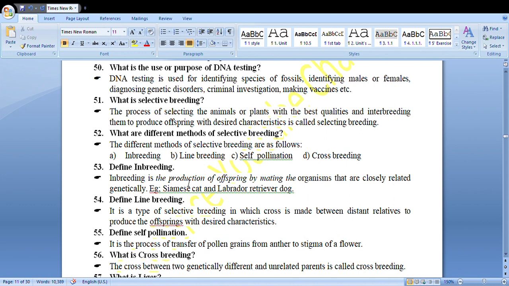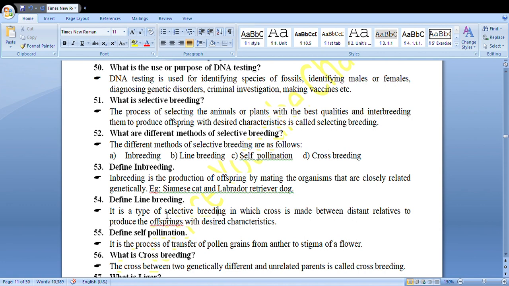Define inbreeding. Inbreeding is the production of offspring by mating the organisms that are closely related genetically. For example, Siamese cat and Labrador Retriever dog. These are examples of offspring produced by inbreeding.